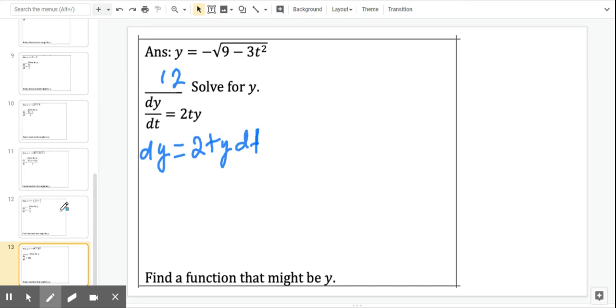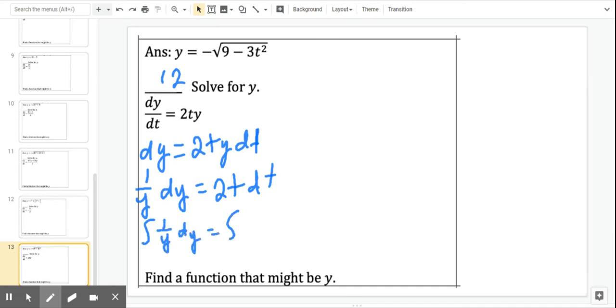So I'm going to divide by y on both sides. So I have 1 over y dy equals 2t dt. So now all my y's are on one side, all my t's are on the other side. And then I can integrate. So the integral of 1 over y dy equals the integral of 2t dt. So the integral of 1 over y is natural log of the absolute value of y equals 2t squared divided by 2, so it's just 1t squared, plus c.